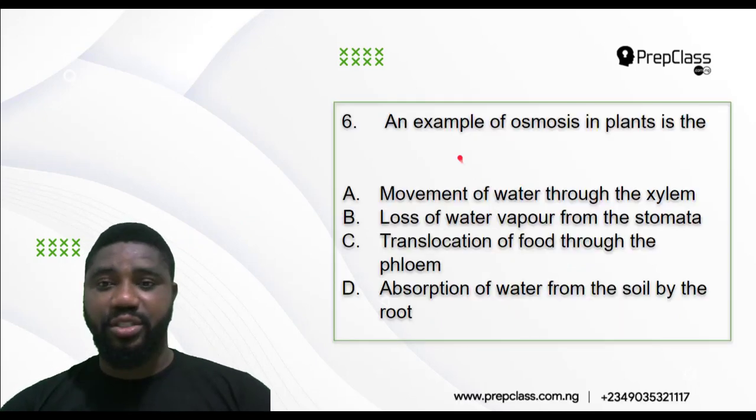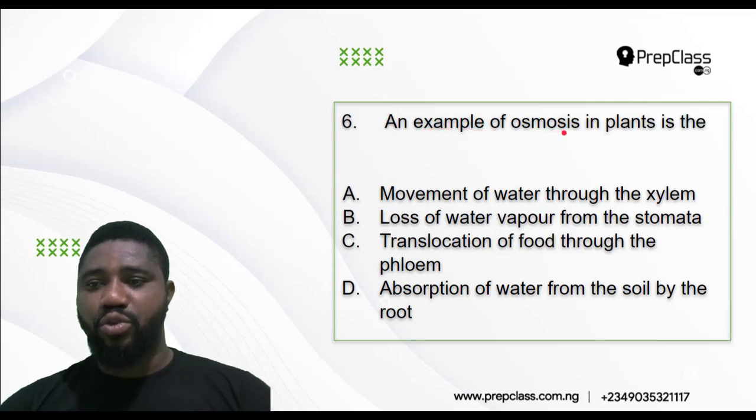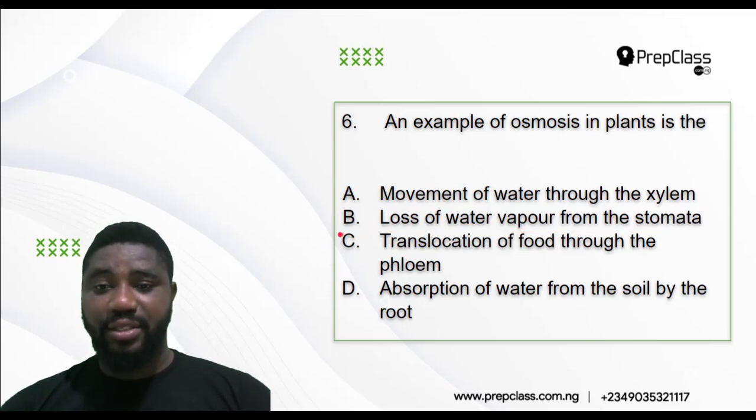Now question number 6 says, an example of osmosis in plants is the: A. Movement of water through the xylem, B. Loss of water vapor from the stomata, C. Translocation of food through the phloem, D. Absorption of water from the soil by the roots.